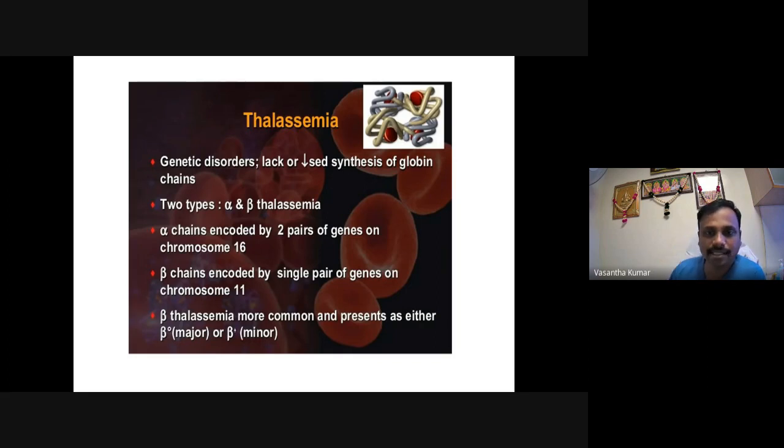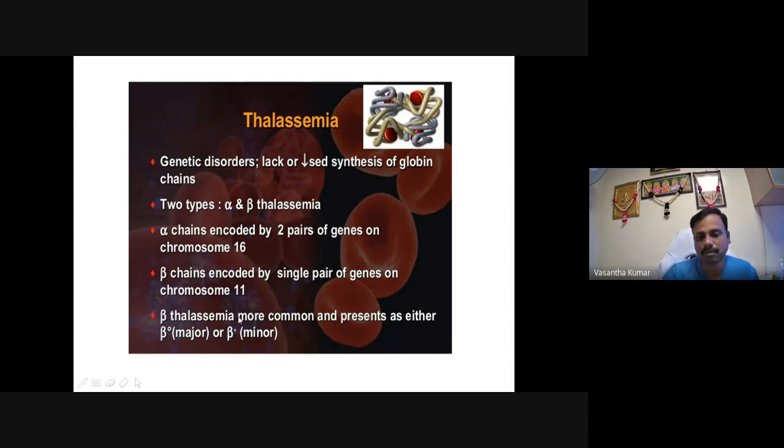Next, we'll see about thalassemia. It is a genetic disorder due to lack or decreased synthesis of the globin chain in the hemoglobin molecule. Two types: one is alpha, the next is beta. The alpha chain is encoded by 2 pairs of genes on chromosome 16, and the beta chain is encoded by a single pair of genes on chromosome 11.